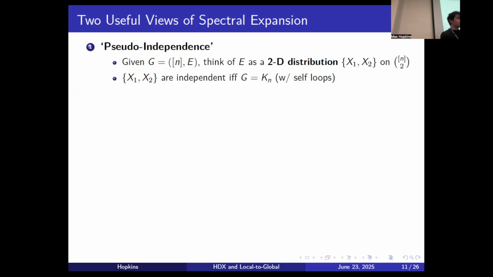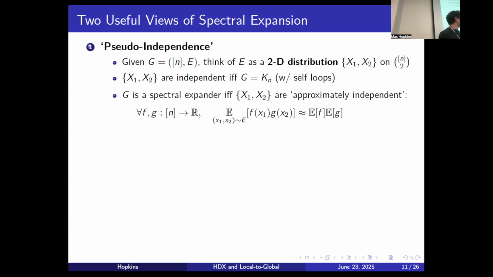We think of expanders as being sparse models or a sparsification of the complete graph. It turns out that a graph is a spectral expander, I won't give exactly the formula, if and only if these variables act approximately independently. In what sense?